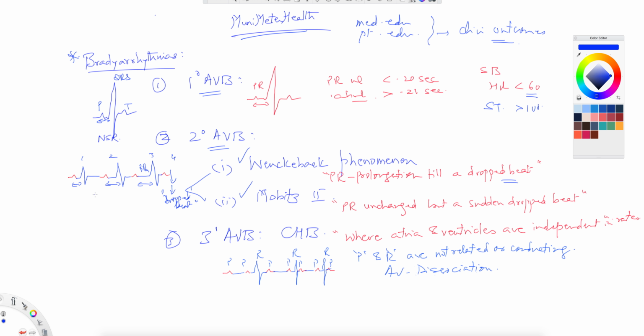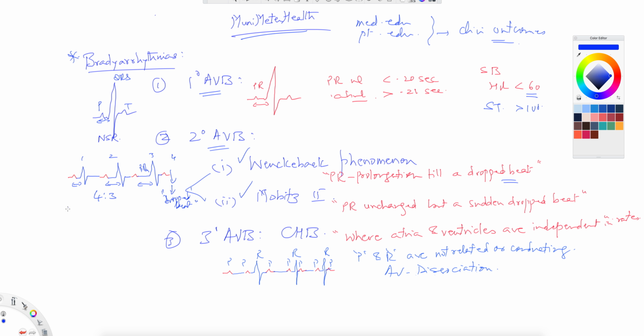Okay, so this ratio is 4:3. Why 4:3? Because of 4 P waves, 1, 2, 3, and the fourth beat was blocked or dropped, and the PR prolonged till there was a drop beat. That is the Wenckebach phenomenon, the second degree AV block. Mobitz II, on the contrary, has a PR which is unchanged but a sudden drop beat.